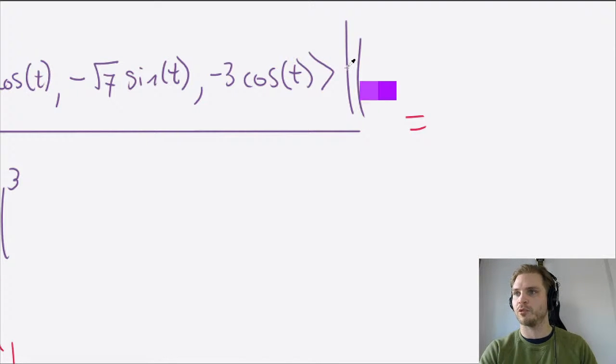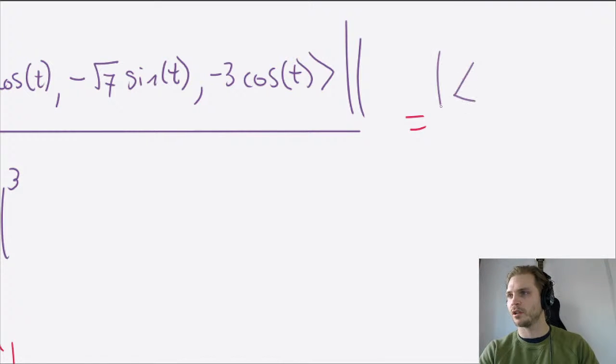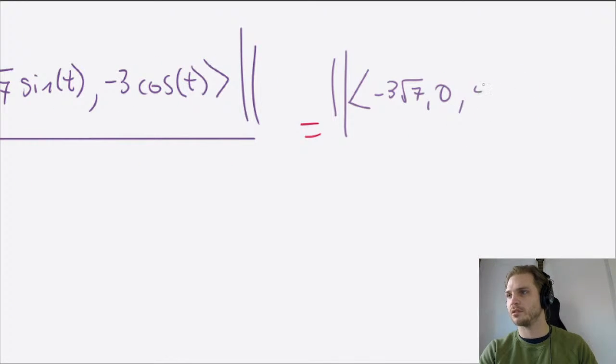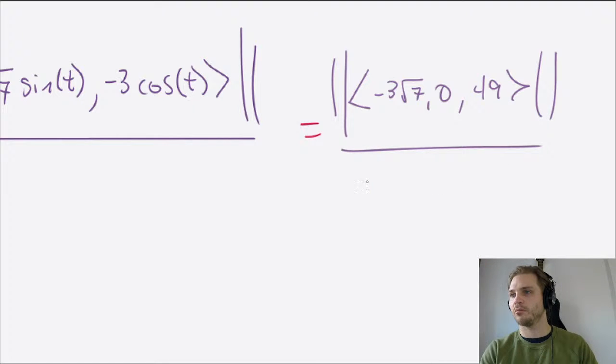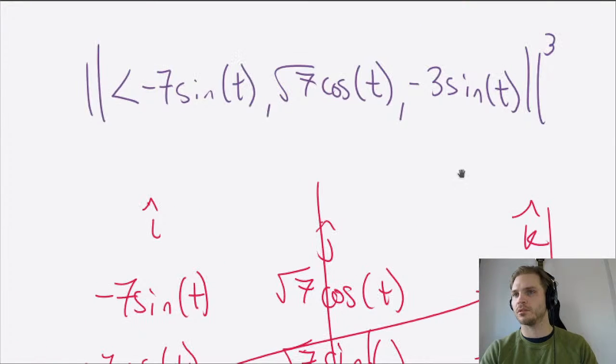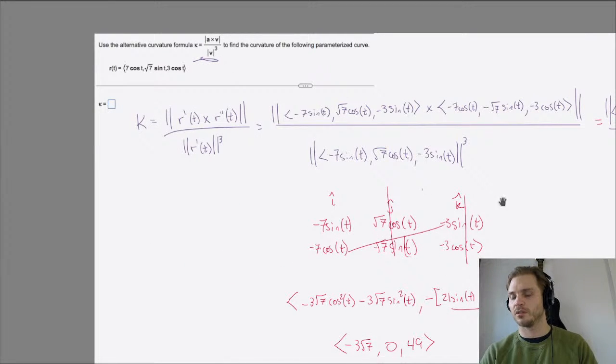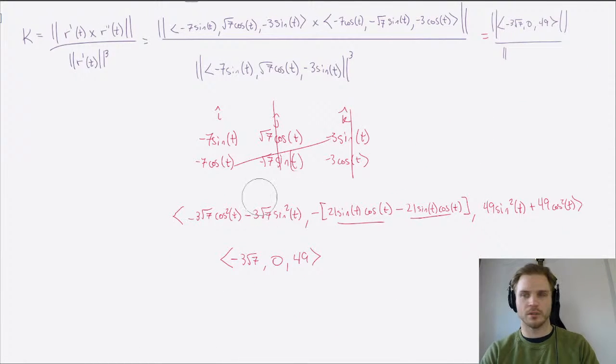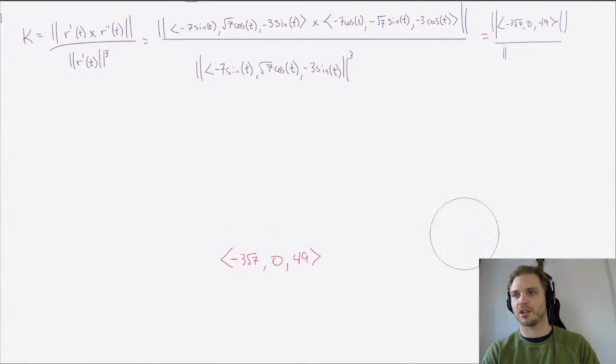It's beautiful royal purple here. So we had the magnitude of negative, I think it was 3 root 7, I say 7, I write 3, 7, 0, and 49 over the magnitude of that mess. Okay, so that's how we did the cross product. Let me go to red again so we know this is separate.